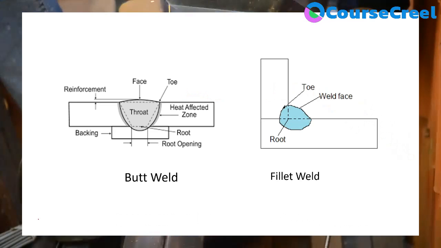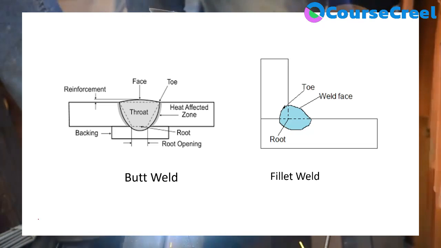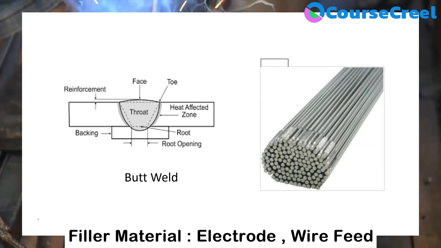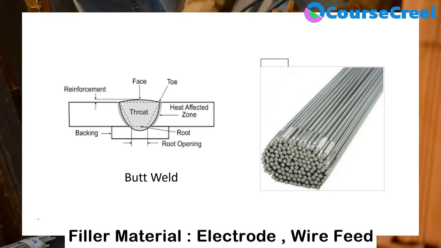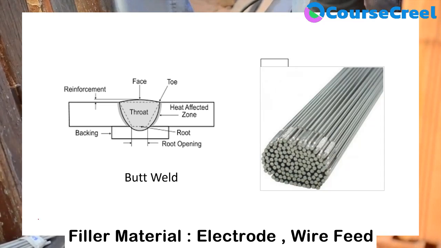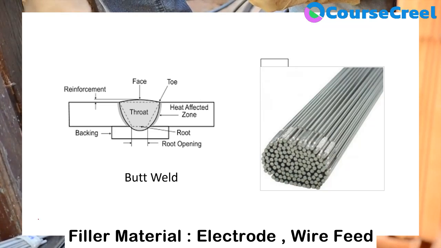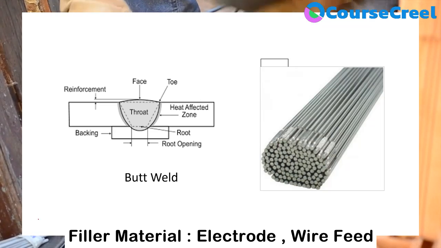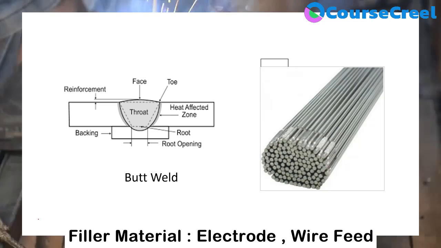Now, one more very important term which I'm going to discuss here is related to the filler material, or we can say the electrode and the wire feed. Basically there are two types of filler material we use. One is stick and another is wire feed. Stick we use in the form of an electrode, and wire feed we use as bare wire and flux wire. If we want to use an electrode, we use it with the help of an electrode holder and the welding machine, and the arc is created between the electrode and metal, and it acts as a filler material. No additional gas is required if we are using an electrode as a filler material for welding.